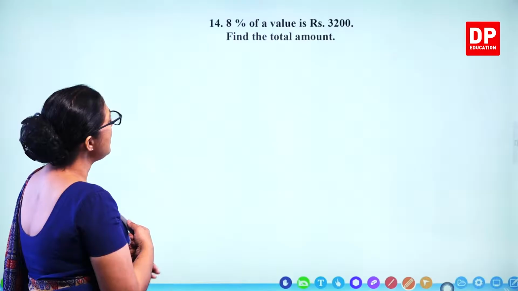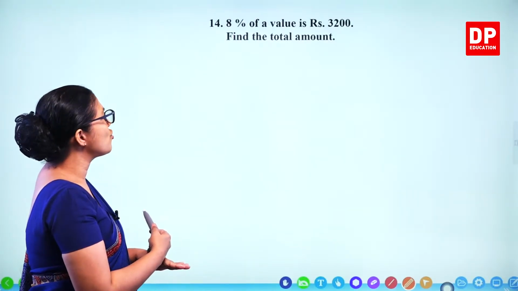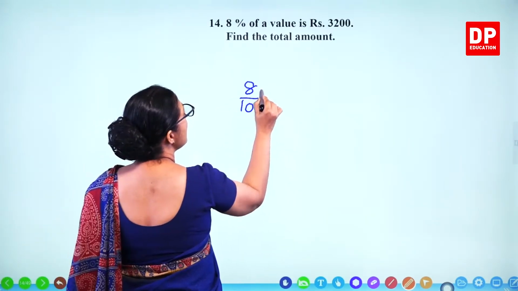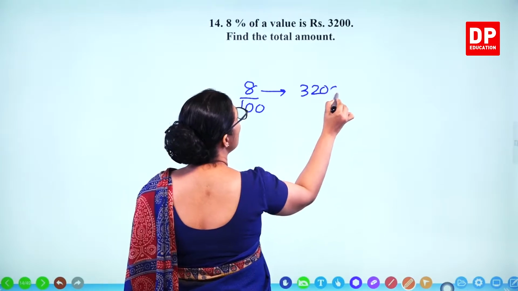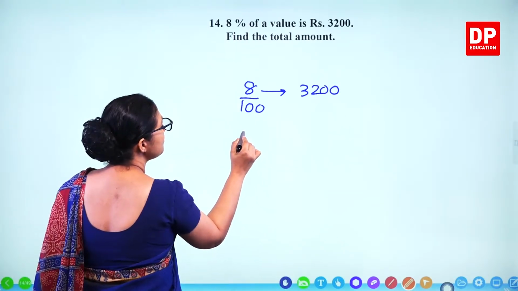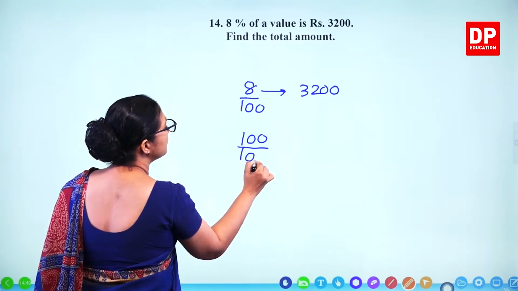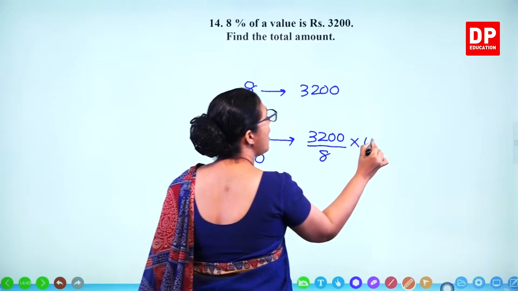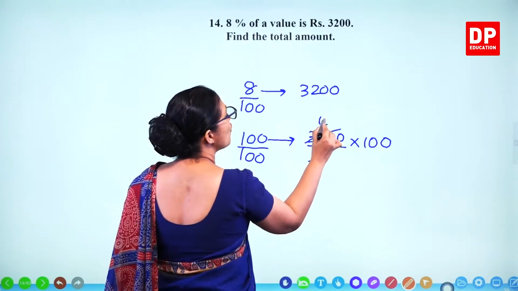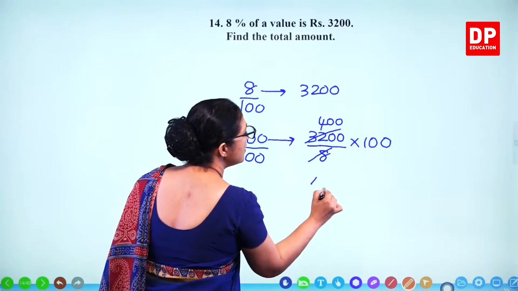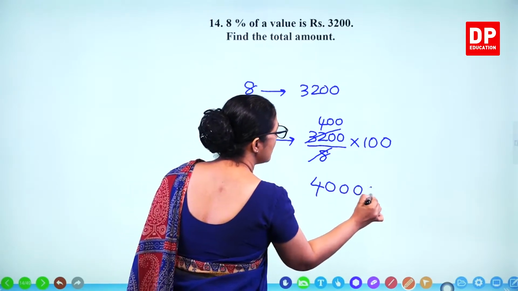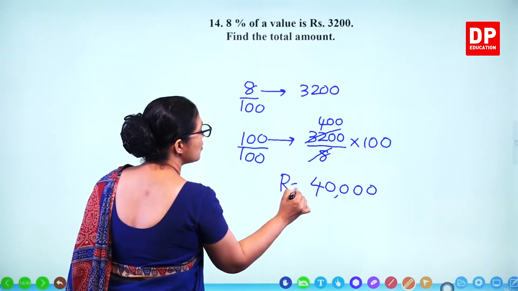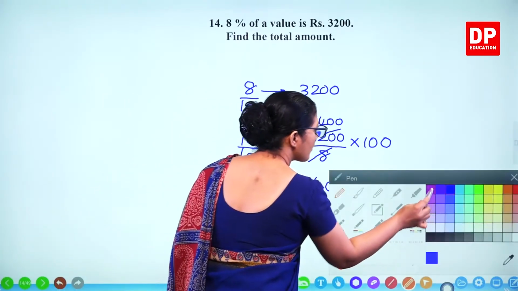Question number 14. 8% of a value is 3,200. Find the total amount. 8% is 3,200. What about 100%? That's the total. So you divide by 8 and multiply by 100. 3,200 divided by 8 is 400. 400 into 100. You get 40,000 rupees is the total amount. 2 marks.